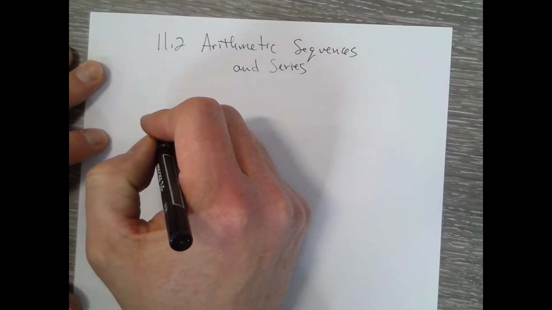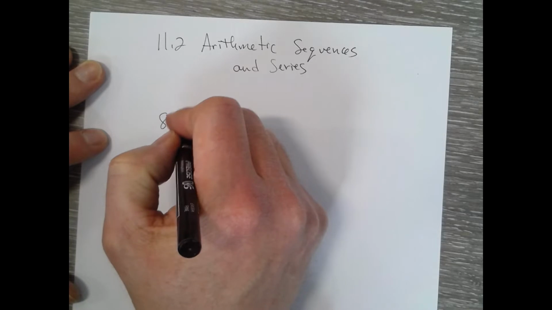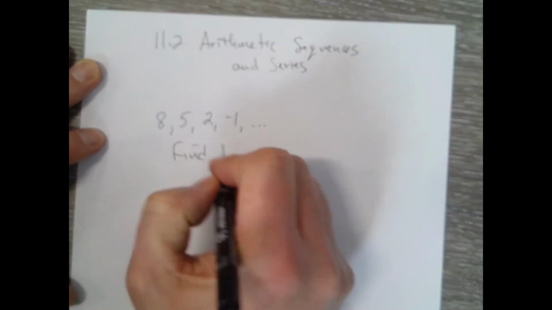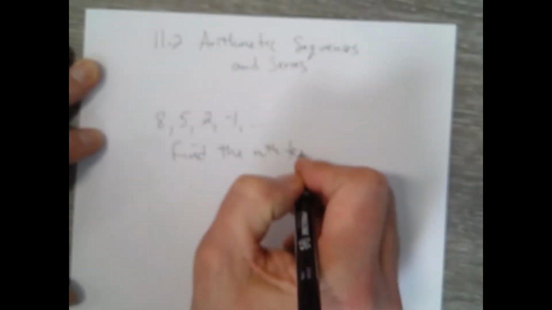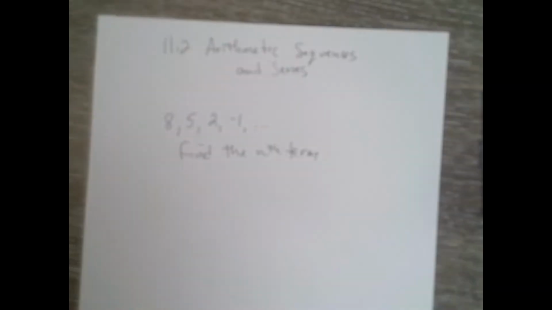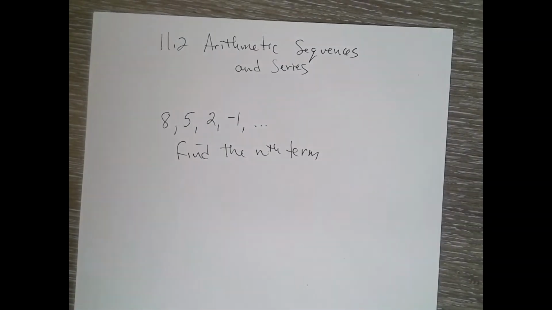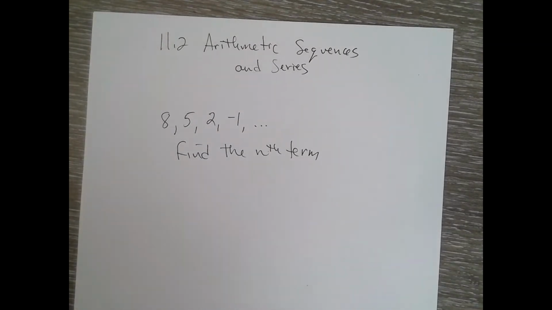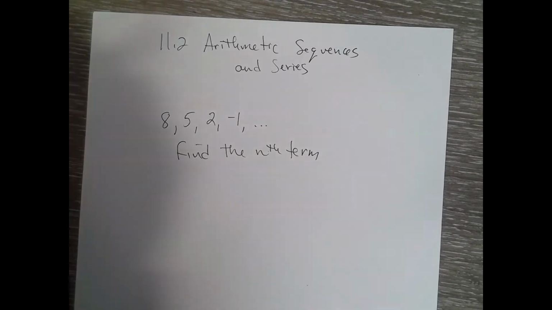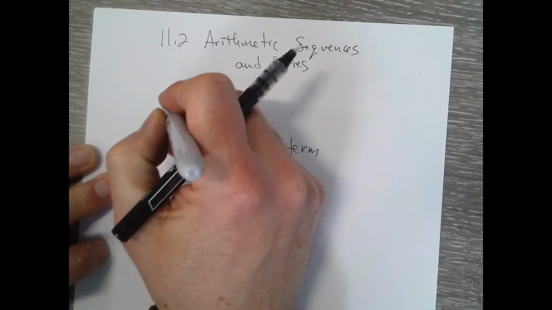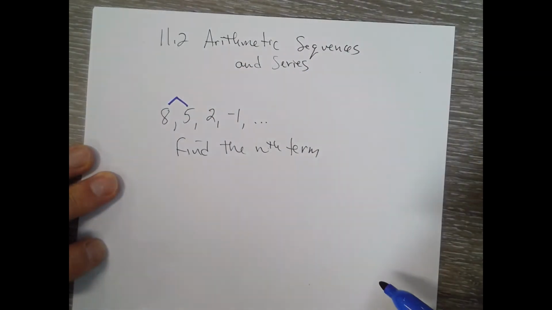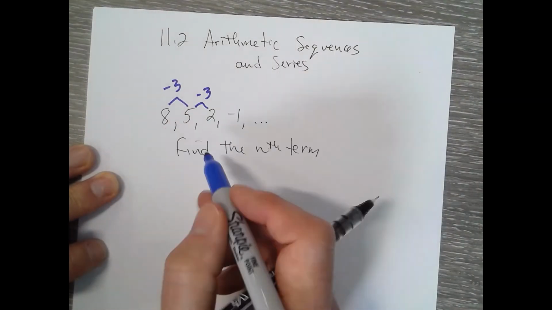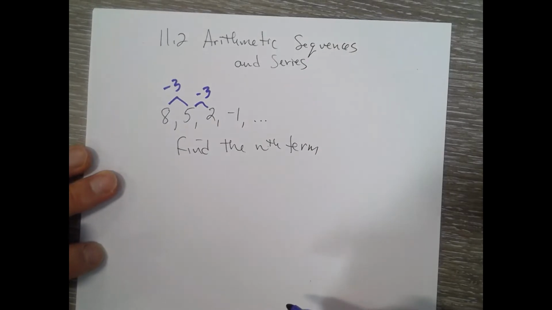See if we can remember how to find the nth term. I'll give you a minute to figure out the nth term for that one. Alright, so arithmetic sequences have something called a common difference. Common difference is what it goes up or down every time. So what is my common difference in this problem? -3, very good. So it's going down 3 every time. If it goes up or down the same amount every time, that's called an arithmetic sequence.